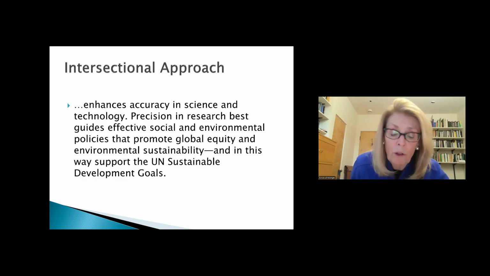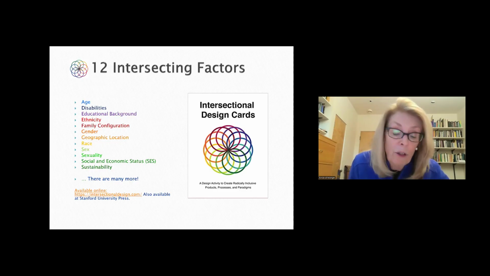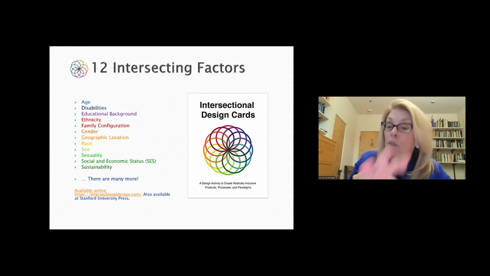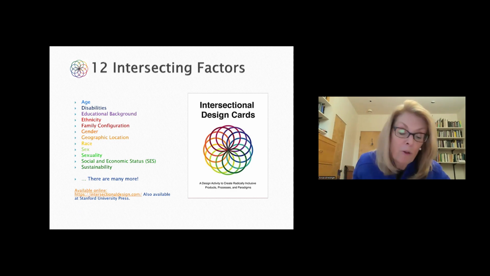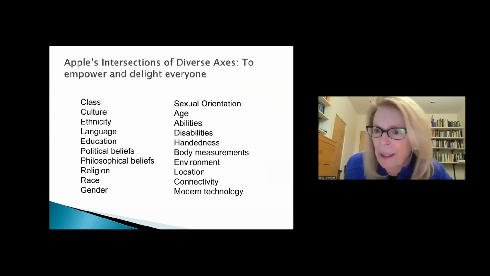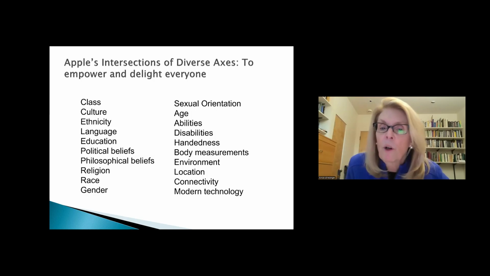So there are a number of tools for intersectionality. We have our own. Gendered Innovations released our intersectional design cards that consider 12 particular factors. These are the ones we chose to emphasize for industry and for businesses who are doing design work. And you'll be interested, here is Apple's list of intersectional factors. It's really quite interesting. Political beliefs, I'm not sure how you measure that, right? But many of them, like class, culture, ethnicity, gender, race, are quite familiar.